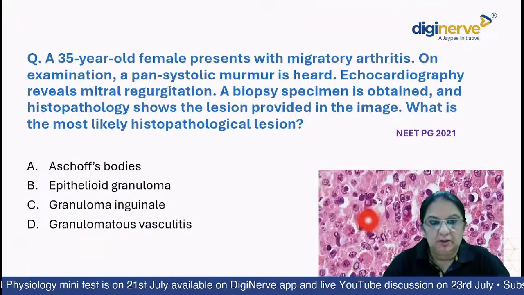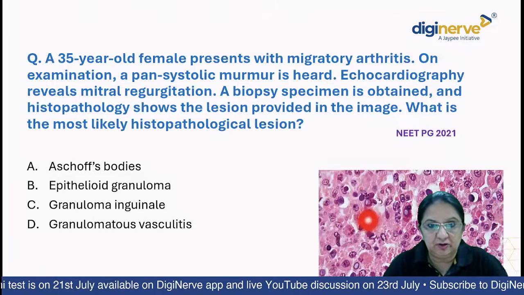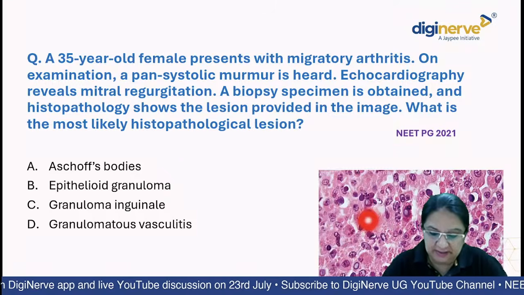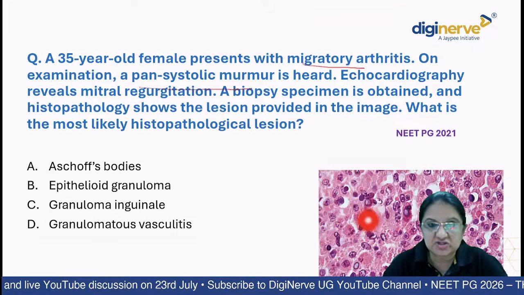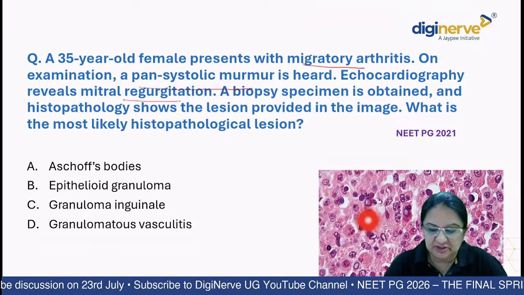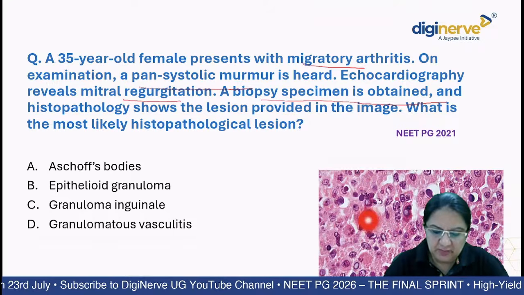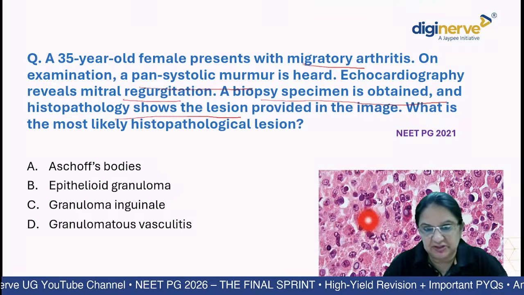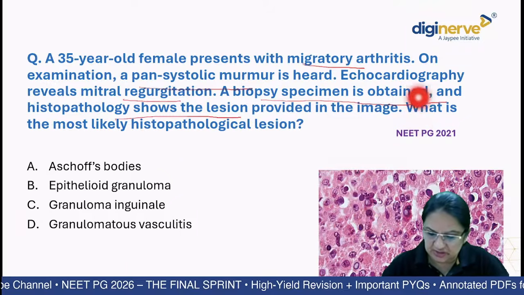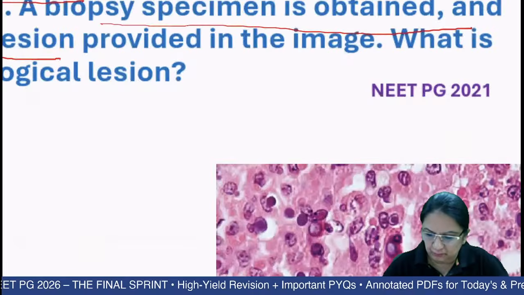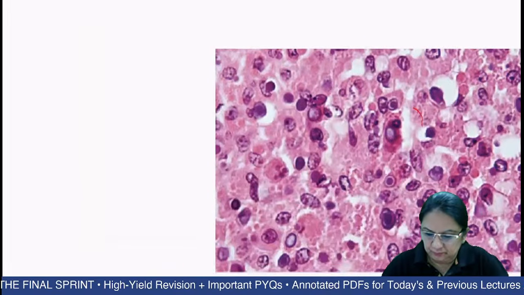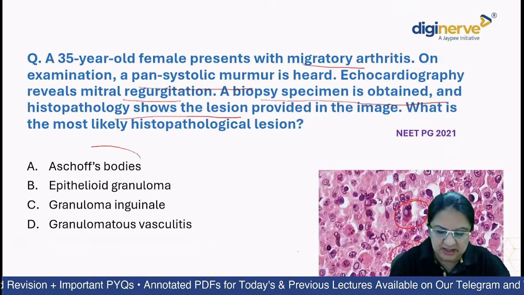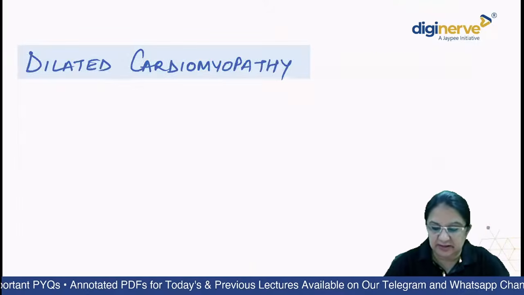Okay. The question that we got on this is a 35-year-old female presented with migratory arthritis. There's a pansystolic murmur, mitral regurgitation, and a biopsy was done, histopathology is shown. What is the most likely histopathological lesion? What do you see here? You see Aschoff bodies. Okay, Aschoff bodies. So this is the correct answer here.